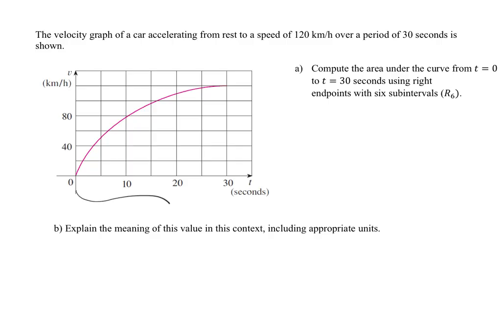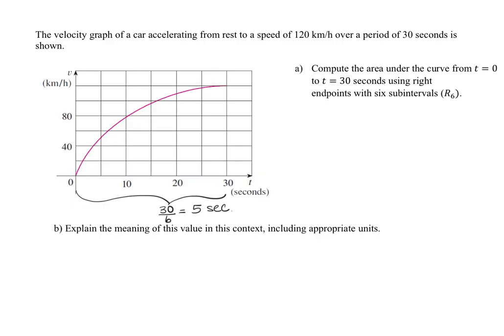is going from 0 to 30 seconds. So that's a distance of 30 seconds. But the problem's asking us to compute the area with 6 subintervals. So if we divide 30 by 6, that tells us that each subinterval will have a length of 5 seconds.